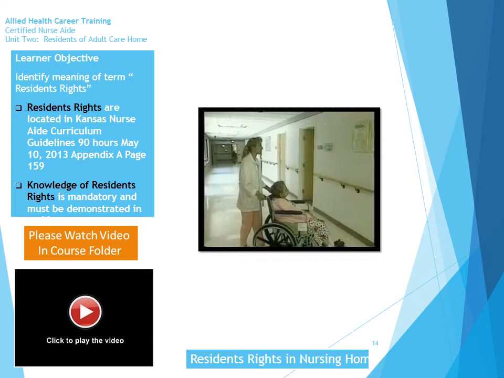So they have rights when transferred or discharged. They have the right to know that they're supposed to be transferred or discharged and receive advance notice. They also have the right to an appeal process. So your knowledge of residents' rights is mandatory, and it must be demonstrated in resident care. When we talk about those rights, we need to make sure that we uphold them.